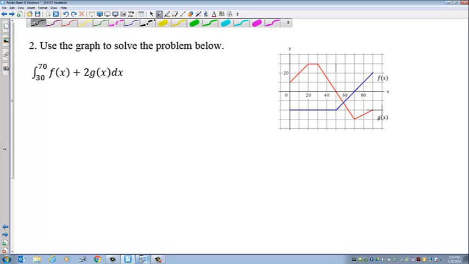Alright, so this is a little addendum to the review, which I changed a little bit for this semester. So this is the number 2 from our review. And so let's do this problem. We want to use the graph to solve the problem below. You have this definite integral, and over here you have the graph of f, which is in blue, and then g of x, which is in red here.